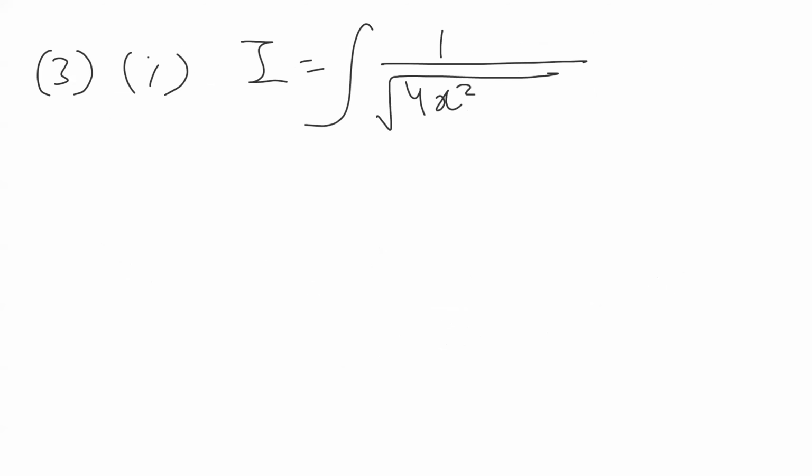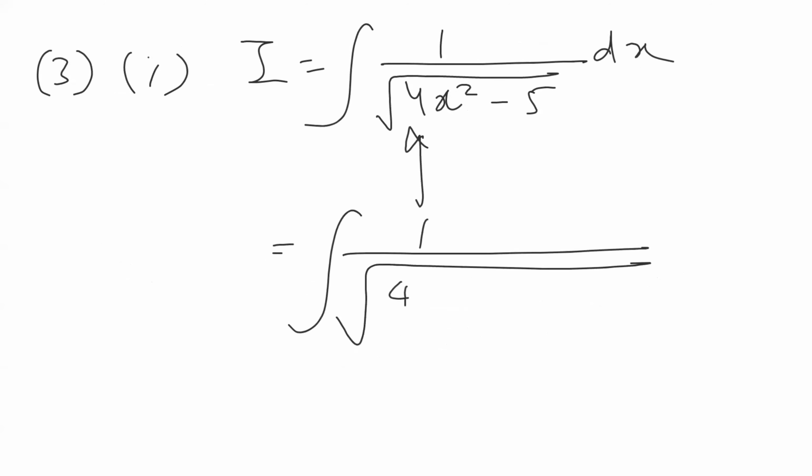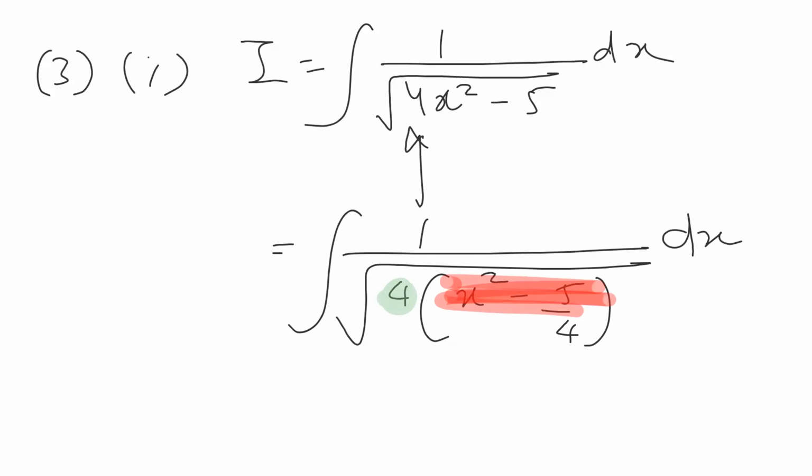So the question is like this: integration of 1 upon root of 4x square minus 5. So first eliminate this 4. So this will become 5 by 4. Now there is a multiplication over here, so these two terms, the green color term and red color term, will get separated because of the multiplication.